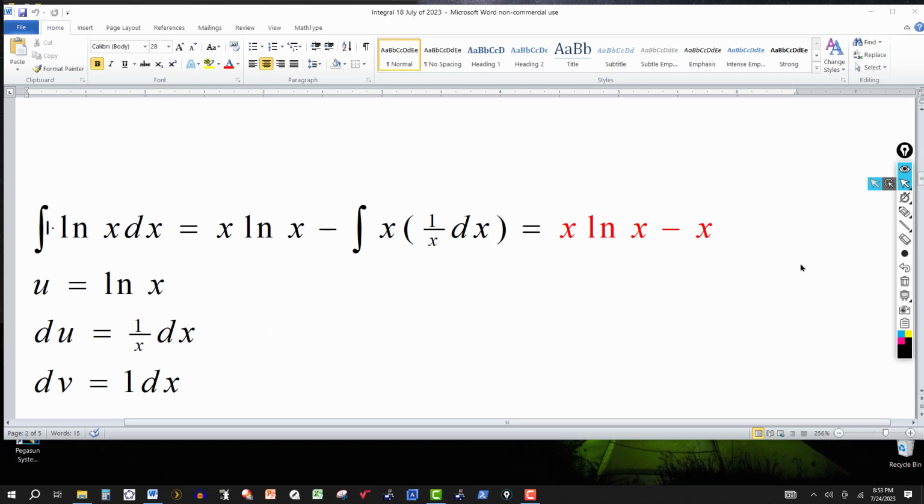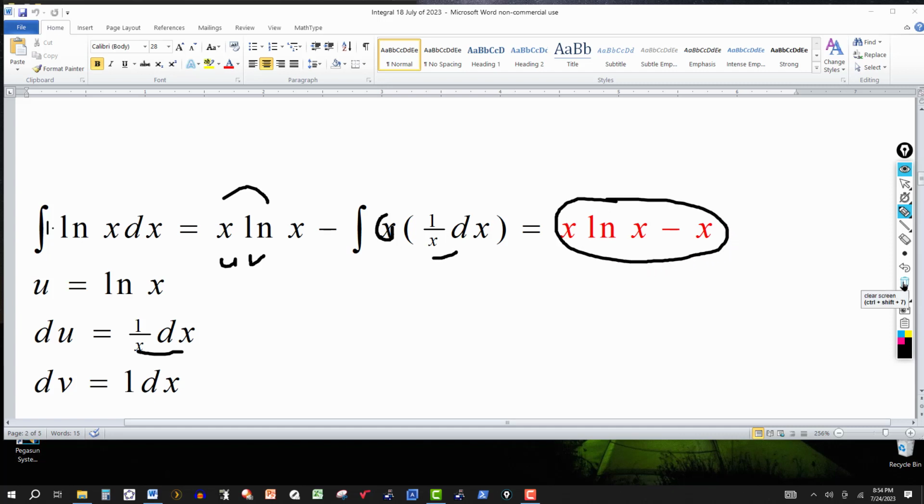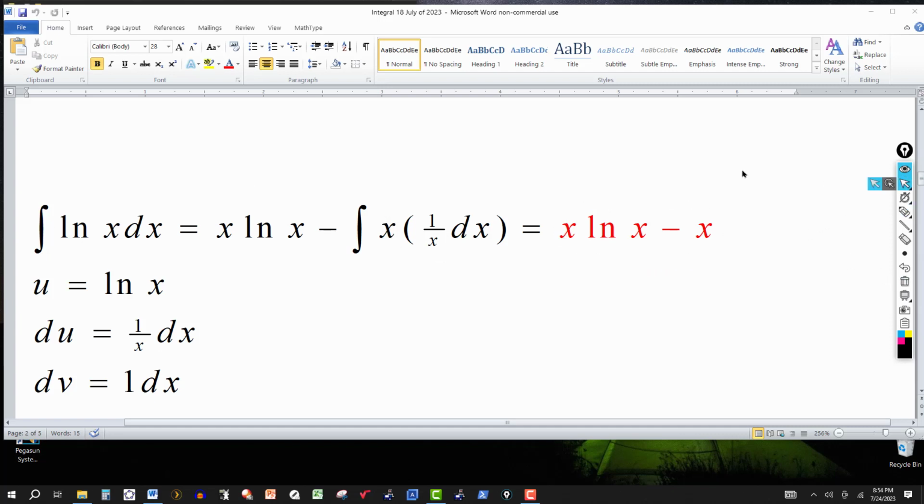u times v is the first part of the formula right here. ln of x of course is u and the x is v, but anyway this is the product uv here in reverse order, and then minus the integral of v, that's this one here, it's x, times du dx, so that's this one here, and that's this. The x cancels out and we get the integral of 1 dx, which of course is x, and then you got the minus. So that's how we get this. So then we go back to the original problem here.